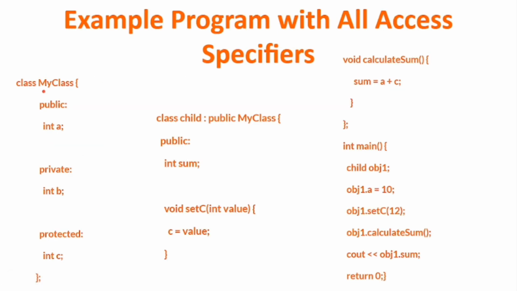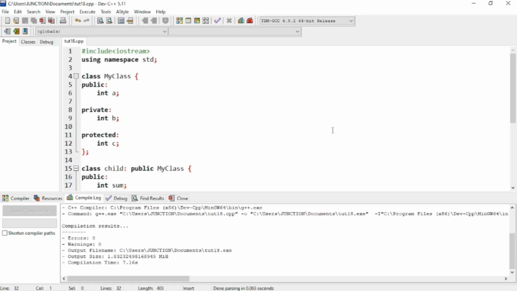This is a full example of all the access specifiers that we discussed in this video. Let's run these access specifiers in the form of code. Let's move to the code. First of all, I will copy this whole code from here, then I will paste it in my Dev C++. This is our code part.